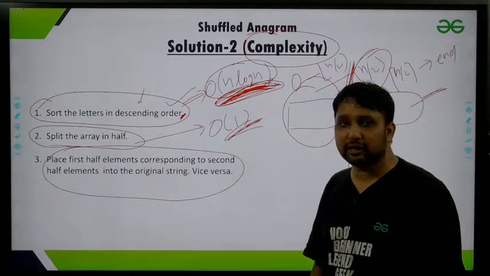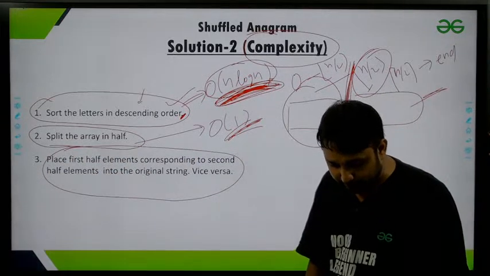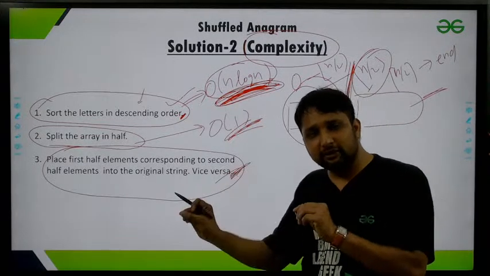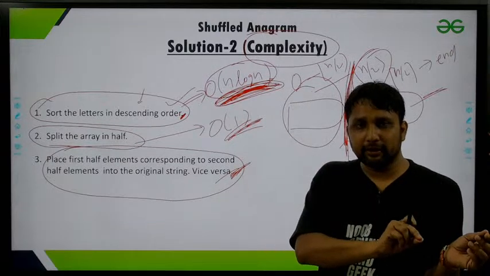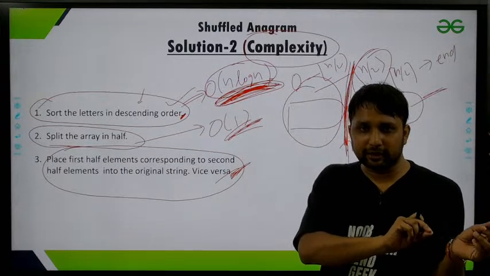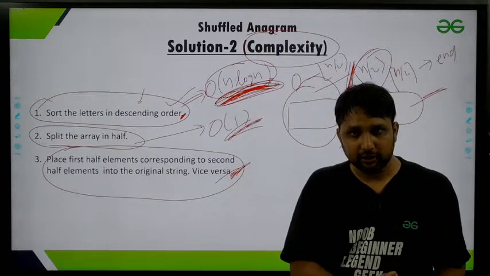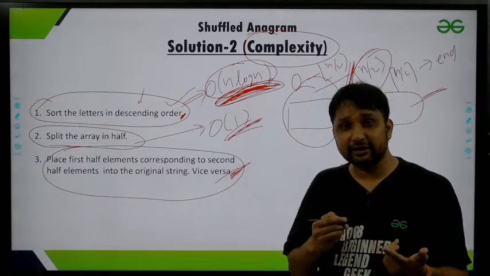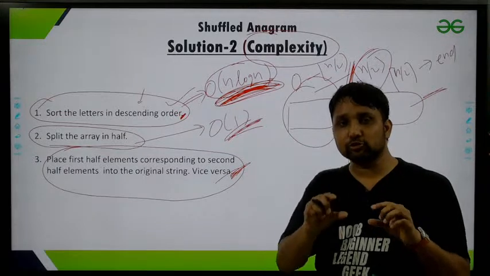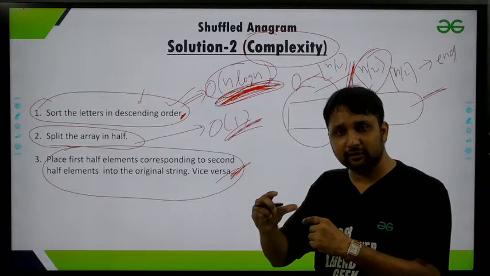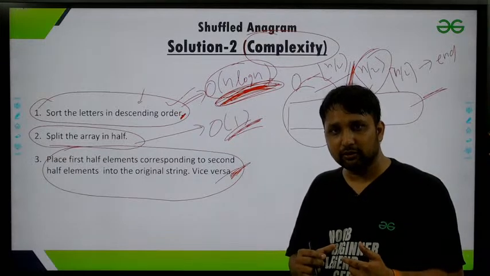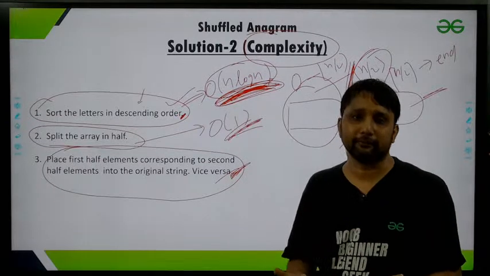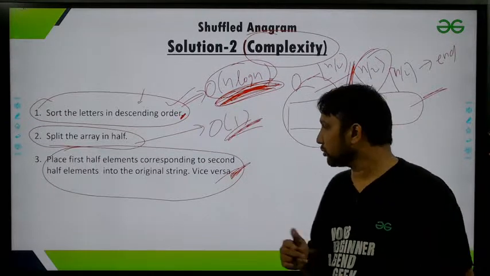And what about this step? How much time is this step taking? Anybody? Third step, what are we doing here? Picking one element from the second part, comparing it with the corresponding element in the left part, and putting it in the original array. If we use the array with its index, with every character we have the index of that character, then we can store every character in constant time.